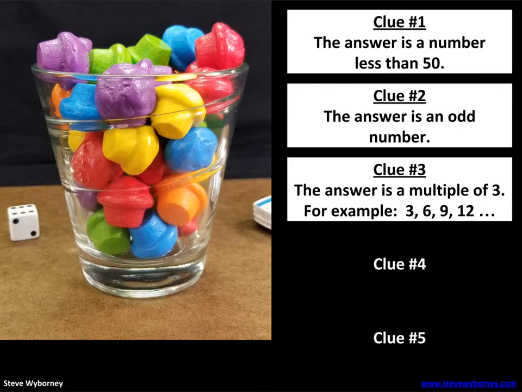The answer is a multiple of 3 again, just like yesterday. So those numbers 3, 6, 9, 12. But even here, because we know that the answer is an odd number, we know that 6 isn't possible, and neither is 12. Knowing that your answer must be a multiple of 3 and an odd number, does that change your estimate?